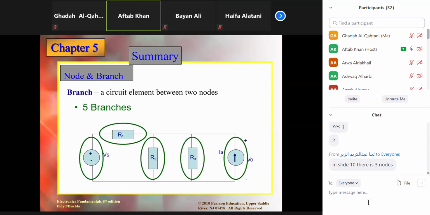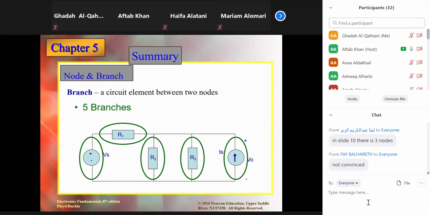Okay. Now, can you tell me, is this a parallel circuit, series circuit, or combination circuit? Just wait. Okay, Fai, give me the answer for this slide. Is this a series circuit, parallel circuit, or combination circuit? Combination, right? Combination. Okay, just wait for others' answers, then I will tell.